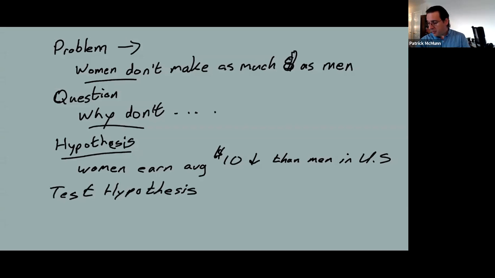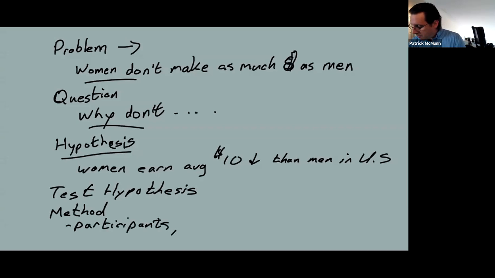We have to develop our way of collecting data. All right. And that could be one of those ways I mentioned: surveys, questionnaires, observations, psychological tests, interviews, whatever you decide is going to be the best way to test your hypothesis. So in order to do that, you're going to come up with what's called a method. Who are your participants? What measures are you going to use?